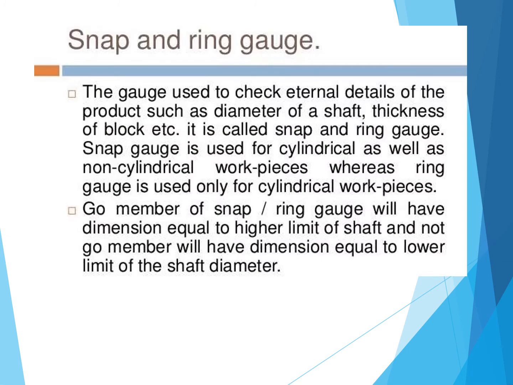Then the next type is called as snap and ring type of gauges. The gauge used to check the external details of the product, such as diameter of the shaft, thickness of the block, etc. are called as snap and ring gauges. Snap gauges are used for cylindrical as well as non-cylindrical workpieces, whereas ring gauges are used for cylindrical workpieces.